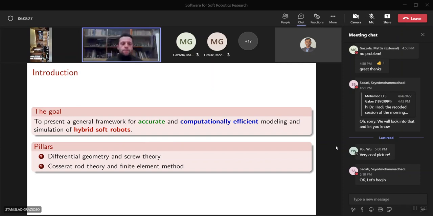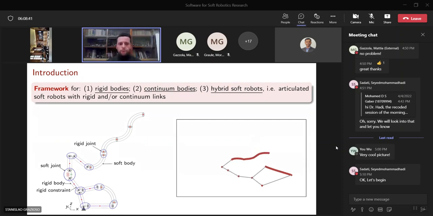The pillars on which this framework is based are basically two. One is differential geometry and the screw theory, and the other one is Cosserat rod theory and the finite element method. The framework can accommodate the modeling of rigid bodies, of soft continuum bodies, and also hybrid soft robots, what we refer to as articulated soft robots, which can be composed of rigid or continuum links, articulated in a serial and parallel kinematic topology, like the structure that we see in this slide.